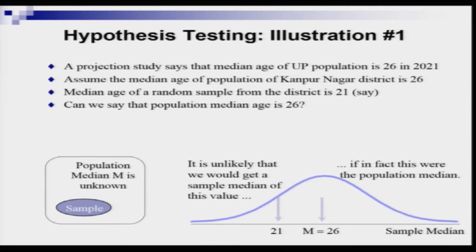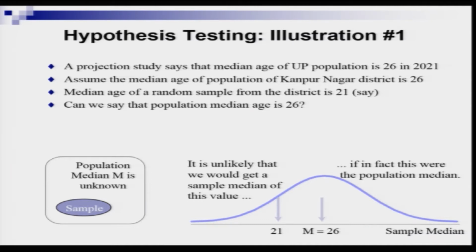So, maybe you can collect a random sample of the residents of this particular district, and you find the median age to be 21. Of course, it is a hypothetical number. Now, what can we say about the population median age? Is it 26? Is it less than 26? Is it above 26? So, what is it? Can we make some kind of conclusion based on these two numbers in hand?